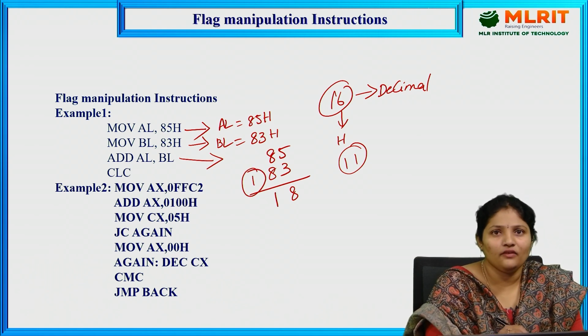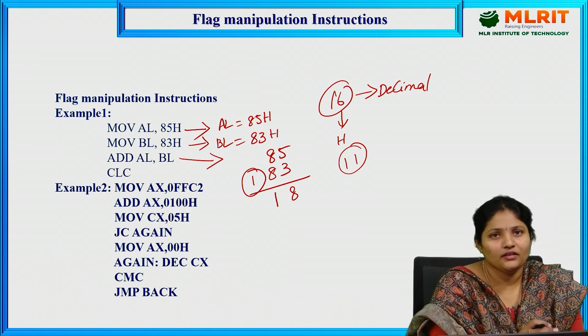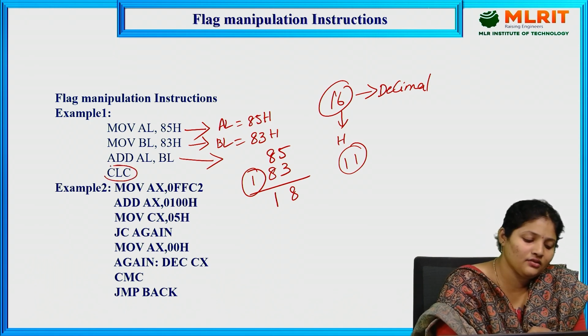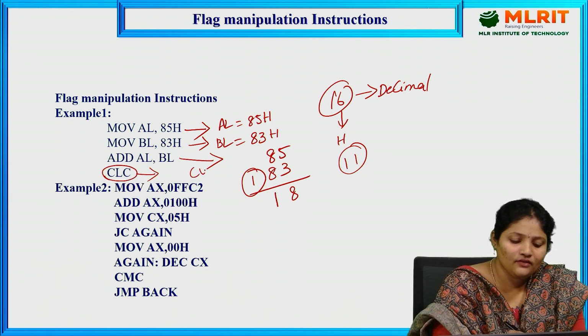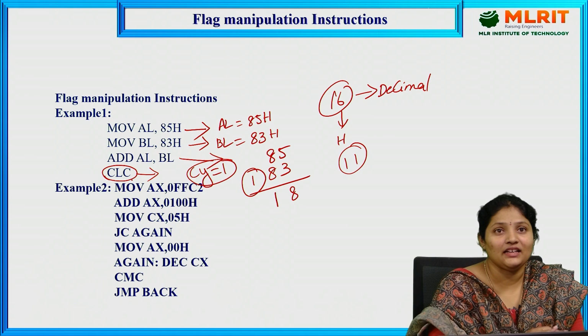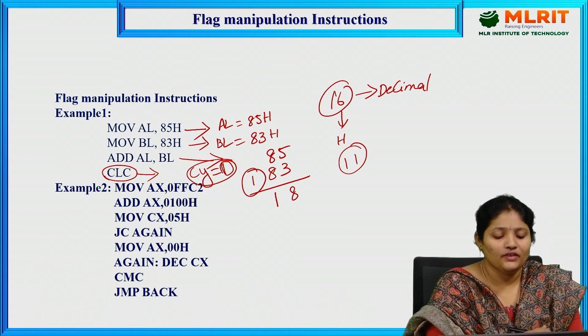So here we see that the carry is enabled. I didn't want that carry for the execution of the program, so I need to clear that particular carry bit. That's why the CLC instruction is used. After the addition instruction the carry flag gets 1, but after executing CLC, clear carry, the carry flag will get 0. So in any further execution of the program we can see this.